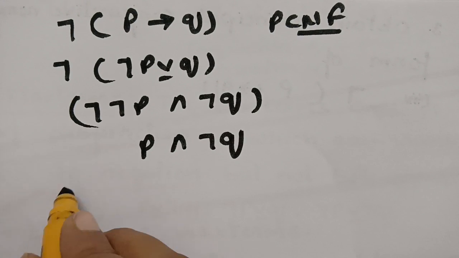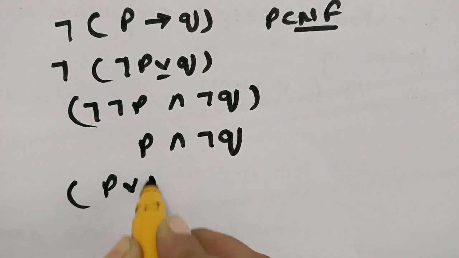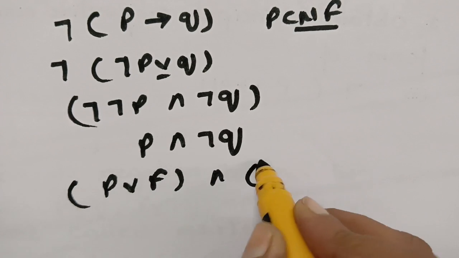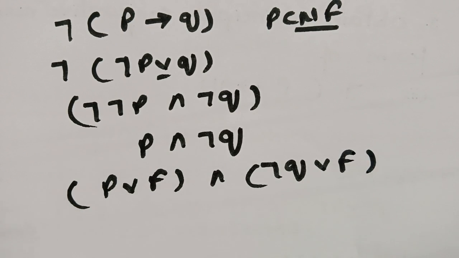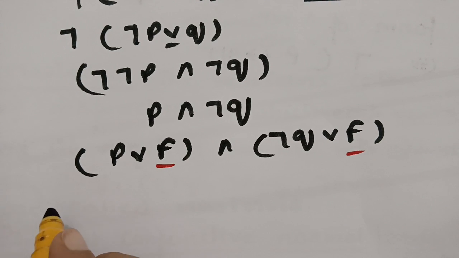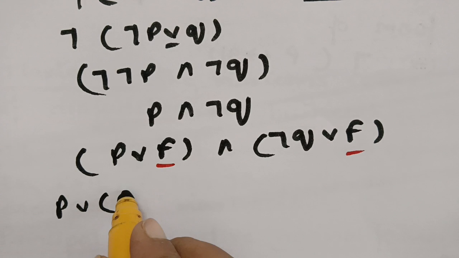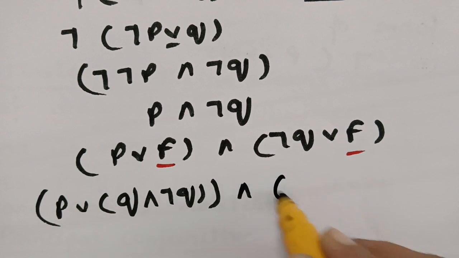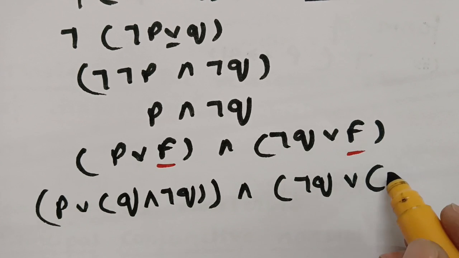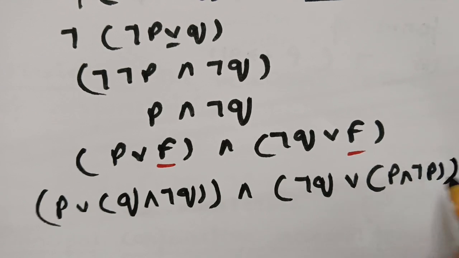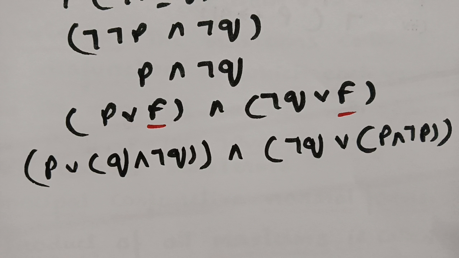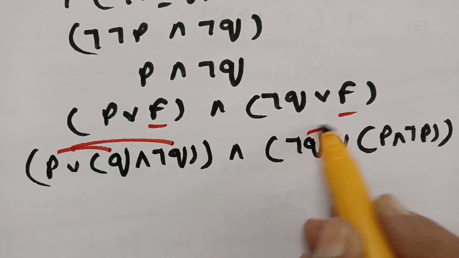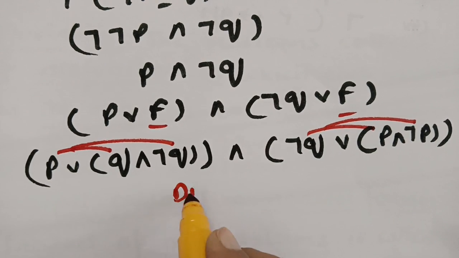So here there is P. What is missing? Q is missing, so I have to add it. And in the other term, P is missing. So instead of adding P, I have taken this false statement, and in place of F I can write P and negation P, according to our negation law. Similarly, Q is missing, therefore I am going to write Q and negation Q in place. And after that we have to use the distribution law. So here P is distributed to Q as well as negation Q, and negation Q is distributed to both of these. This is the distribution law.